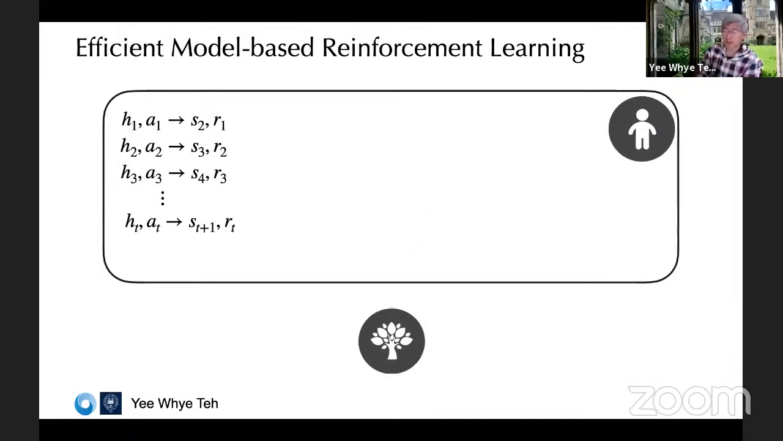Okay. So just to give an example, applying neural processes to efficient model-based reinforcement learning. What's reinforcement learning? Basically, you have an agent that's interacting with some environment over time. At each iteration T, the agent has some observation of the history of its interactions up until that point in time. It decides to take some action A_T, and it takes the action.